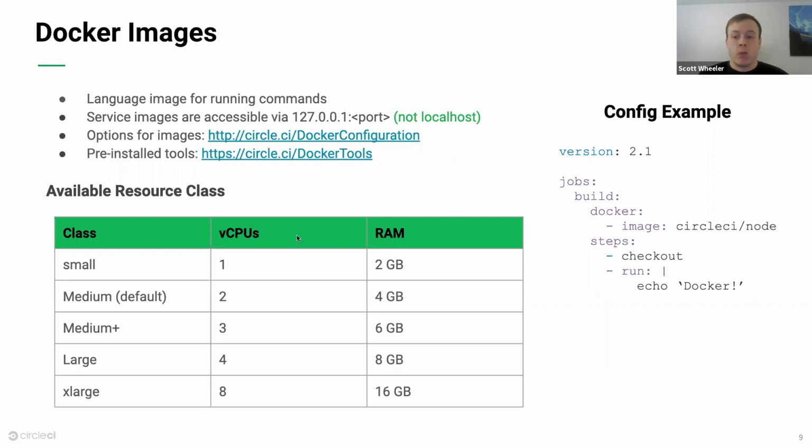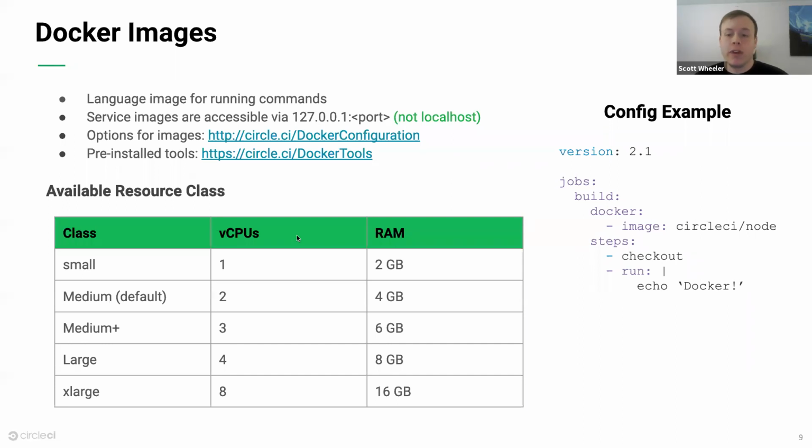If your build requires more resources than the extra large resource class, which provides 16 gigabytes of memory and 8 CPU cores, please reach out to support. We'll be happy to help you get the resources needed to build your application. A configuration example is available on the right side of the slide here. This example will print Docker into the build output window using the CircleCI node image.